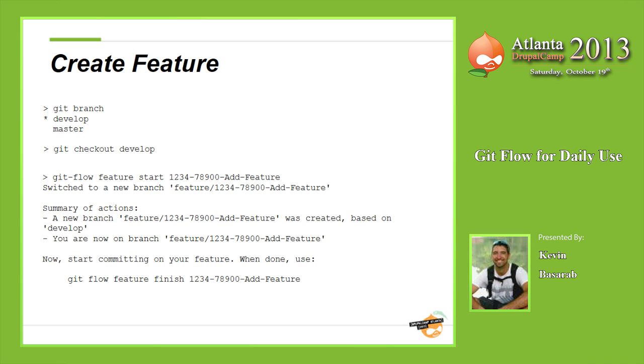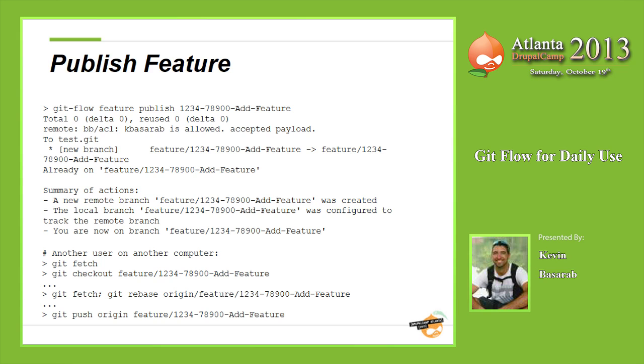It'll also tell you what to do once you're finished with the feature, which will be one of our next steps coming up. But a lot of times in our scenario that we talked about for our daily use, we want to push our code up so that another developer can work on it or give us a code review or something of that nature. So what you can do at that point is use git flow publish feature. You use the feature name, the suffix that you gave for that feature, and do git flow publish and that name.